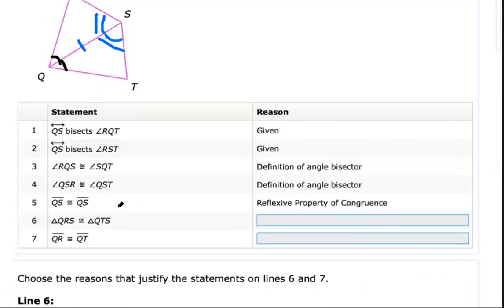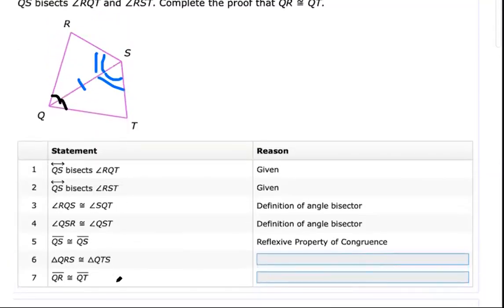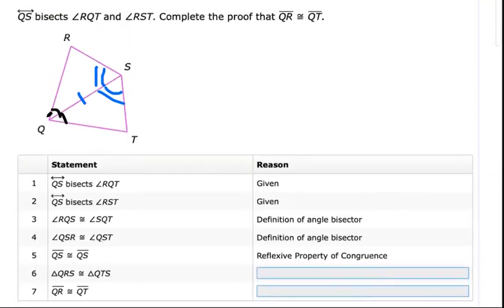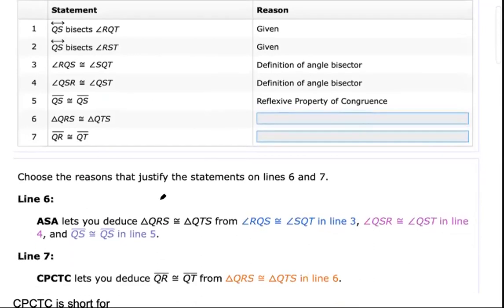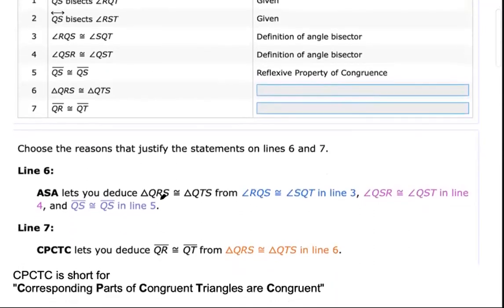All right, the next one we're looking for is QR. So QR, this outside right here, is going to be congruent to QT right there. So that's going to be corresponding parts of congruent triangles are congruent, CPCTC. It's hard to say quickly. So that's going to be for number 7 right there.